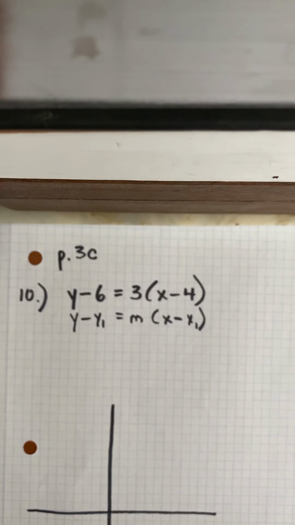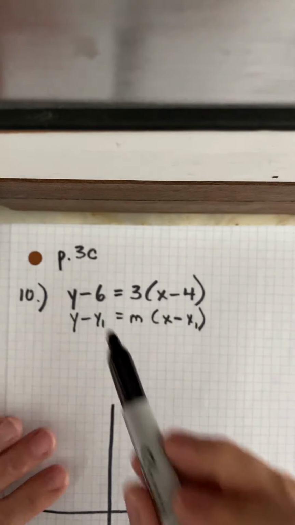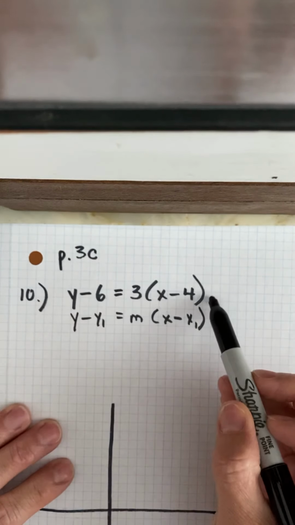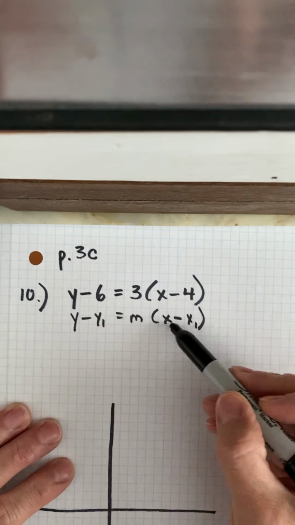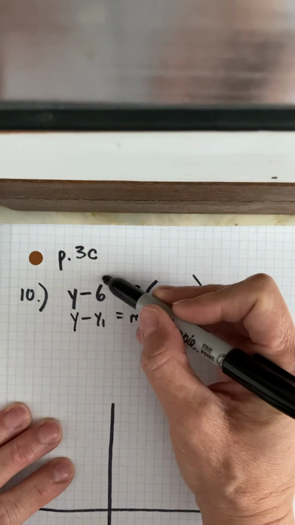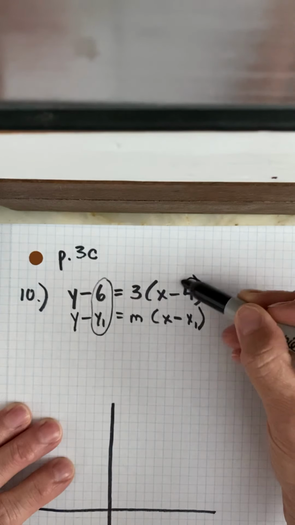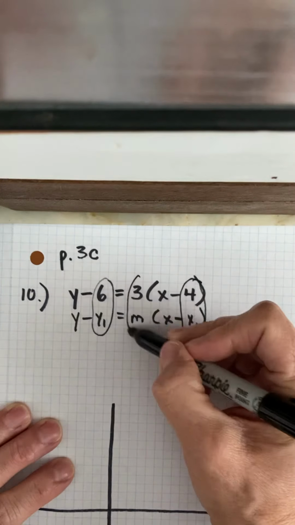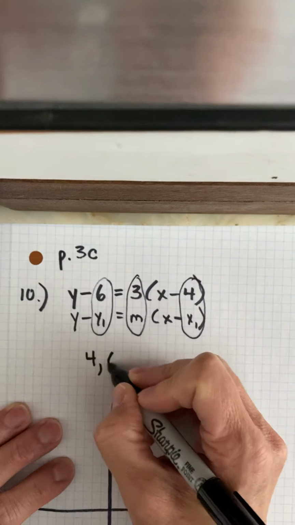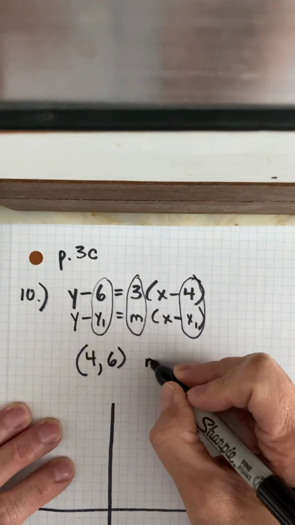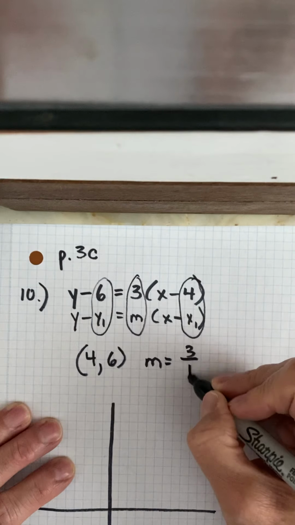There was a lot of confusion on page 3C with number 10, so I'm going to go over this. Now, number 10 says y minus 6 equals 3 times x minus 4. I'm going to put right underneath this y minus y sub 1 equals m times x minus x sub 1, because I realize that way I can identify x sub 1, y sub 1, and the slope. So x sub 1 is 4, y sub 1 is 6, and my slope is 3, or 3 over 1.